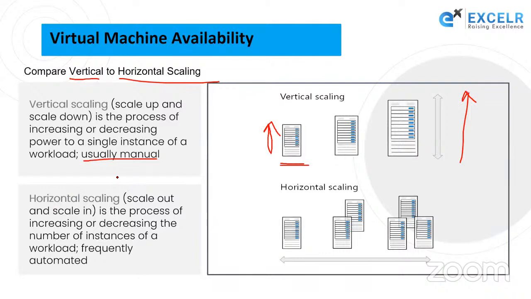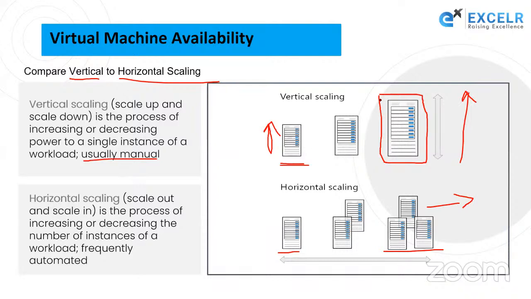Then horizontal scaling. Horizontal scaling is nothing but a process of increasing or decreasing the number of instances of your workload. So earlier we had one instance, now we have two, then three, and so on. The advantage with horizontal scaling is you can reach a very huge number of instances, and with vertical scaling there is a certain limitation of the actual physical hardware size. You will reach an upper limit whenever you are doing vertical scaling.